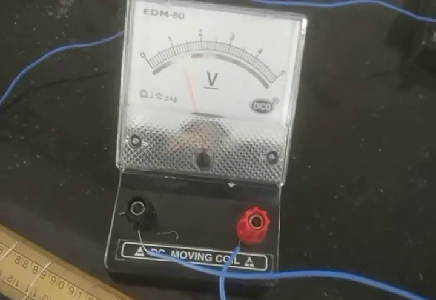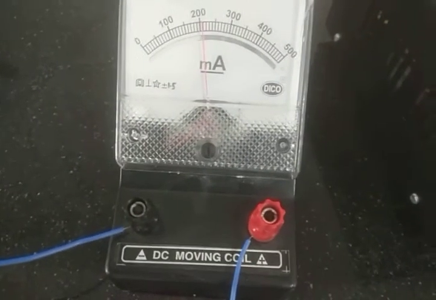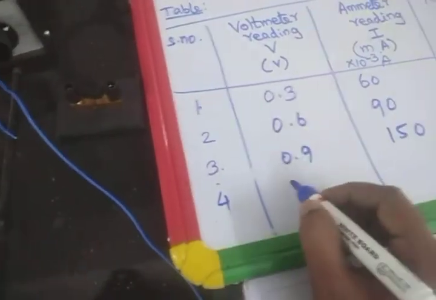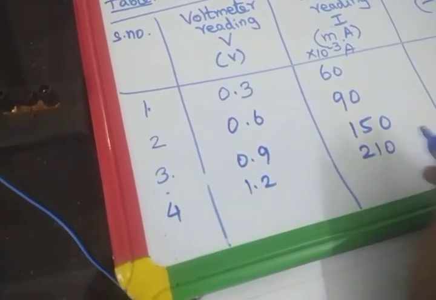Again I will change this to 1.2. What is the corresponding value? The corresponding value is 210. For the fourth reading, 1.2, the corresponding value is 210.